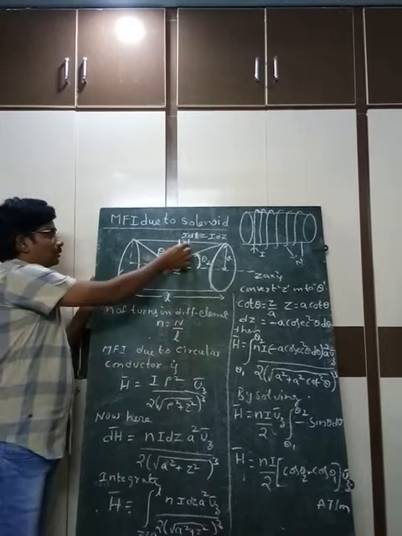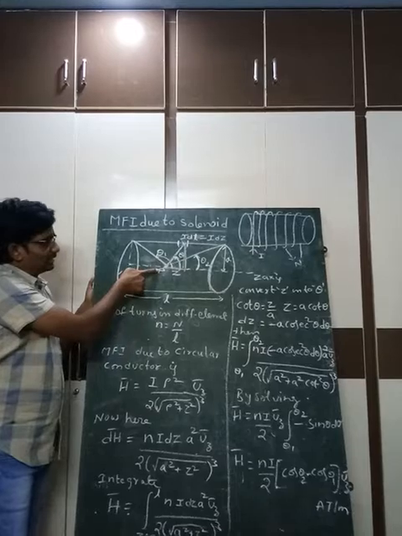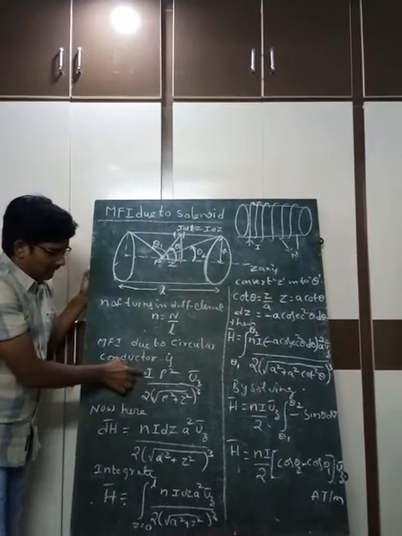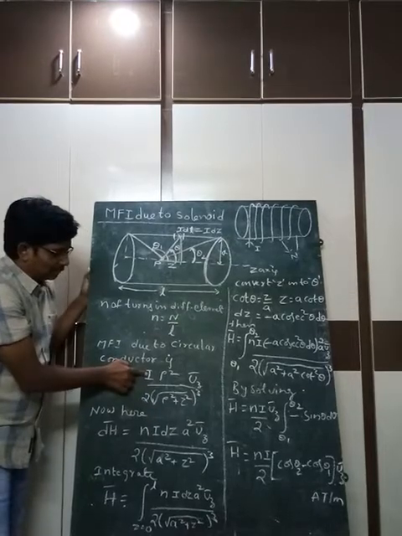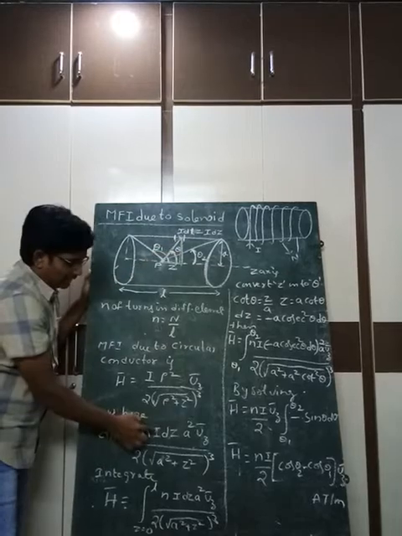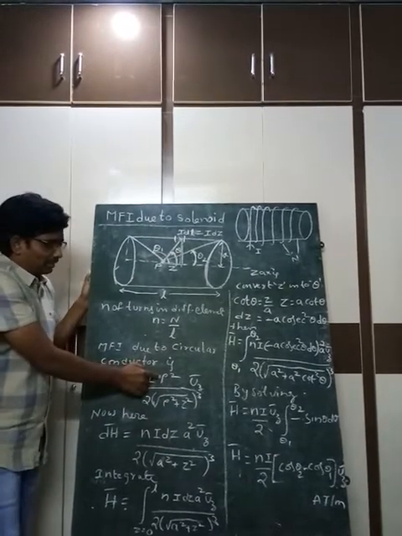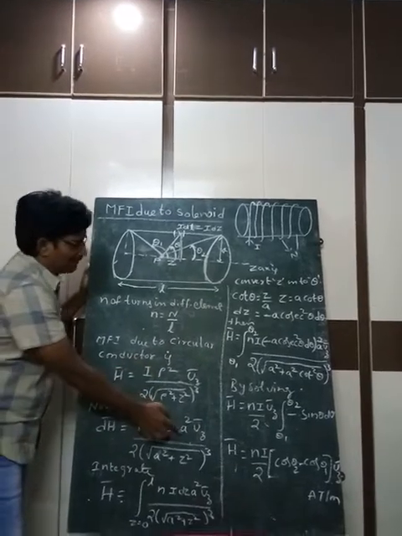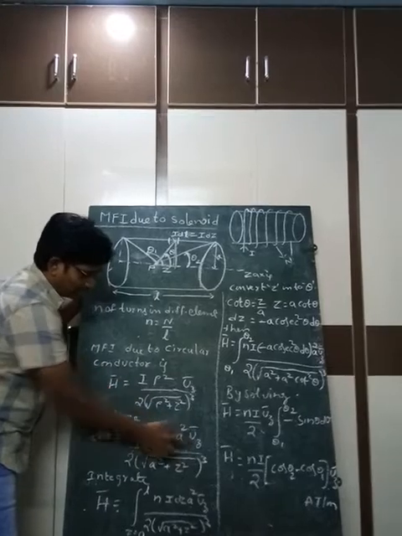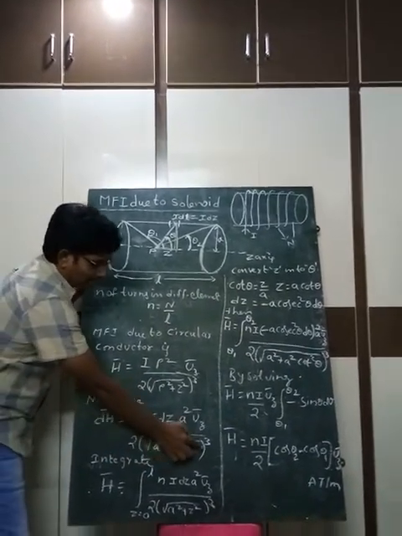So due to this differential number of turns, the differential magnetic field intensity at this point, that is dH bar, is equal to: here I is the current flowing through the conductor, and the current flowing through the differential element is I dz, into rho square. Here rho means the radius of the circular current carrying conductor. Here the radius of the solenoid is a, so a square into uz bar divided by 2 into root of rho square, meaning a square, plus z square whole cube.